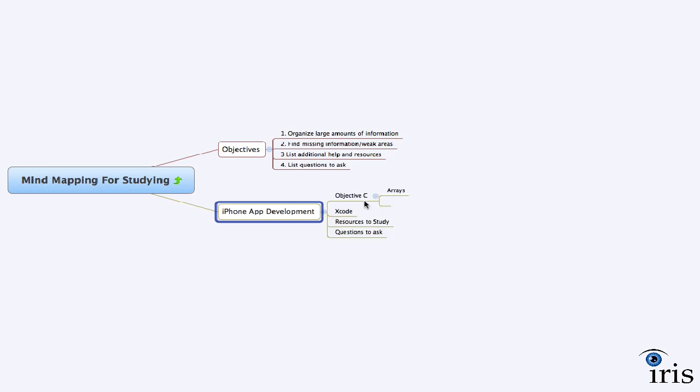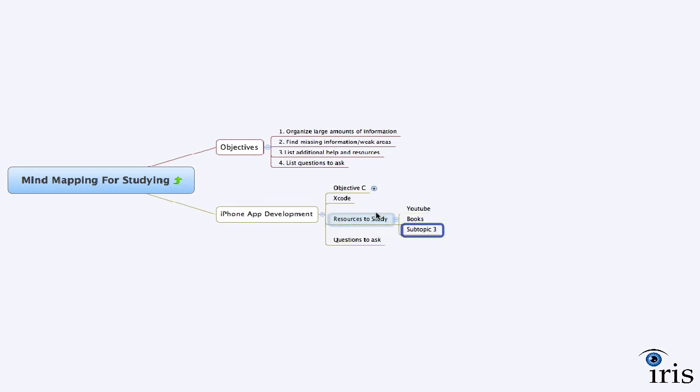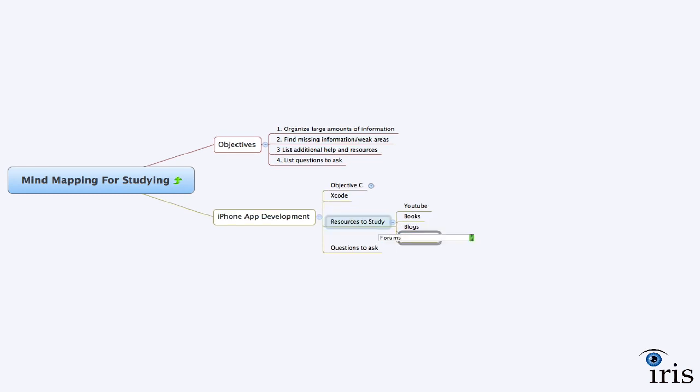Fundamentally, when it comes to programming iPhone apps, you need to know Objective-C, which is a programming language. You also need to know Xcode, which is the application used to develop the iPhone apps and make your life easier. You also, like I said, need to have a list of resources to study. So I study from places like YouTube. I also read books, and I go to blogs and forums to get information to build on my knowledge.